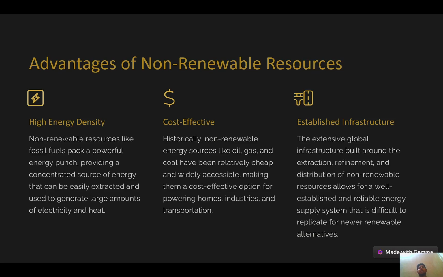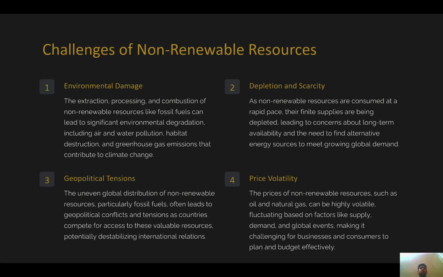Cost effective. Historically, non-renewable energy sources like oil, gas, and coal have been relatively cheap and widely accessible, making them a cost-effective option for powering homes, industries, and transportation. Established infrastructure. The extensive global infrastructure built around the extraction, refinement, and distribution of non-renewable resources allows for a well-established and reliable energy supply system that is difficult to replicate for newer renewable alternatives.